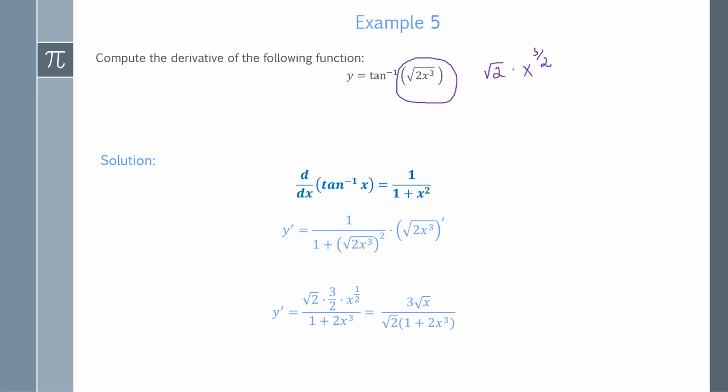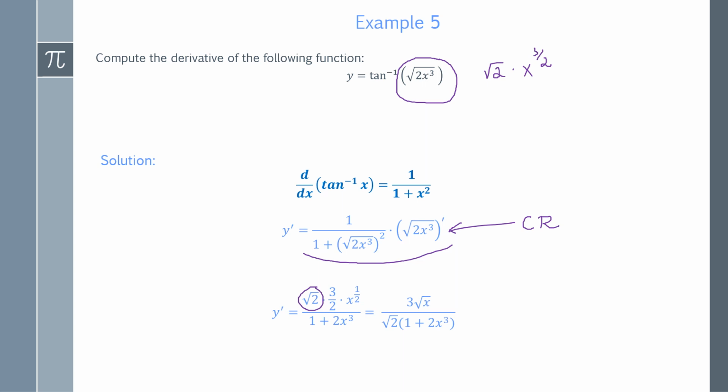Okay, so here on the first line, I am applying the formula. So it is 1 over 1 plus the quantity square root of 2 times x cubed, squared, and then chain rule over here, times the derivative of the argument, right? So this is chain rule, and I'm going to compute that derivative on the next step. So square root of 2 is a constant, okay, and then we apply the power rule, so 3 over 2 comes down, times x raised to the power 3 over 2 minus 1, and that's where the 1/2 comes from.